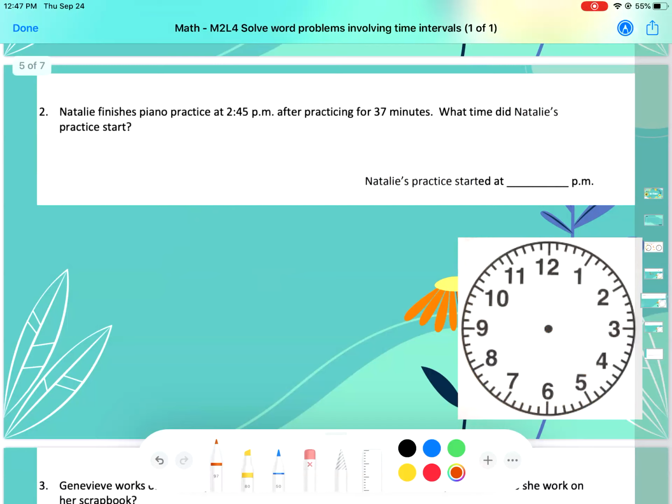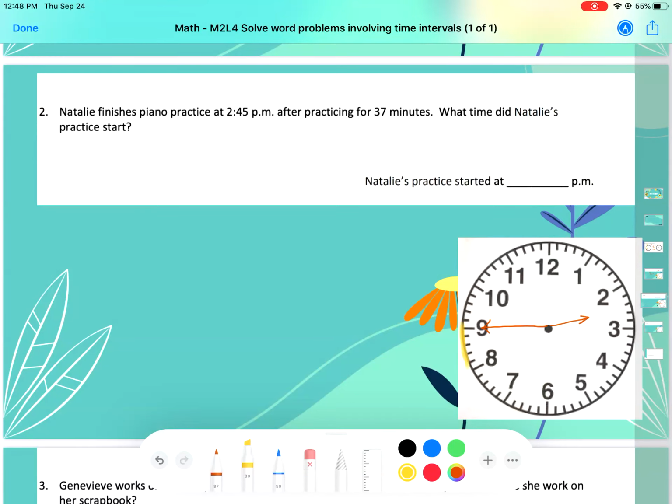Let me move on to question number 2. Natalie finishes piano practice at 2:45 after practicing for 37 minutes. What time did Natalie's practice start? This question is different from the question before because it's asking when she started her practice. Let's mark down the finish time first. It's 2:45. And then she practiced for 37 minutes. This time we need to go backward. So I have to subtract 37 from 45.